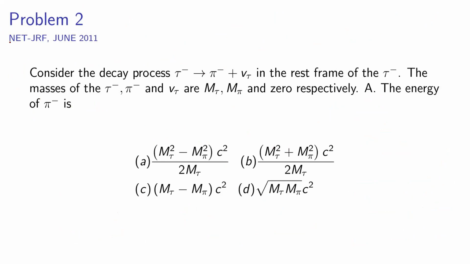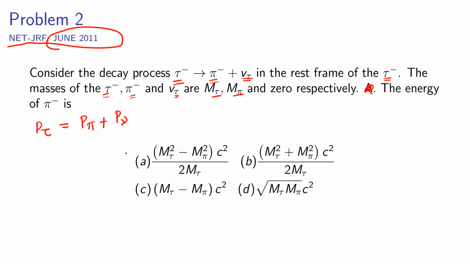This is a problem that was asked for NET JRF June 2011. Consider the decay process tau minus goes to pi minus plus nu tau, in the rest frame of the tau minus. The masses of tau minus, pi minus, and nu tau are m tau, m pi, and 0 respectively. What's the energy of pi minus? Now, how do we do this? We'll immediately write the conservation of momentum: P tau is equal to P pi plus P nu.